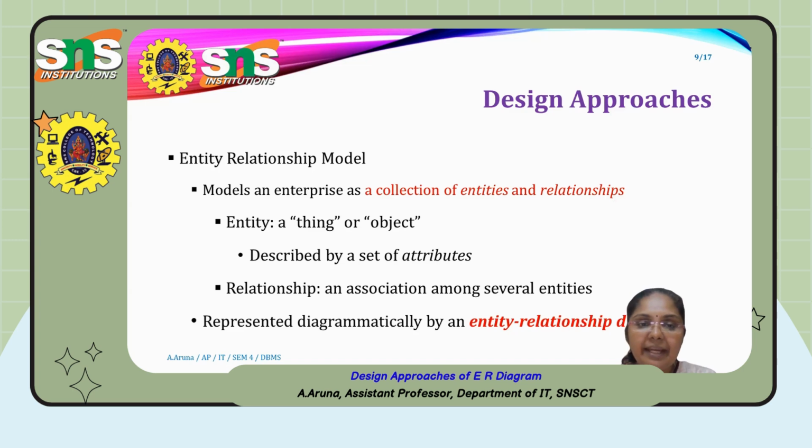To represent these three things in a diagrammatic or visual technique, we use an entity relationship diagram. This is the major design approach. In an ER design approach, we have three major components: one is the entity, another is the attribute, and the last is the relationship. These are the major components in the design approach of an entity relationship diagram.